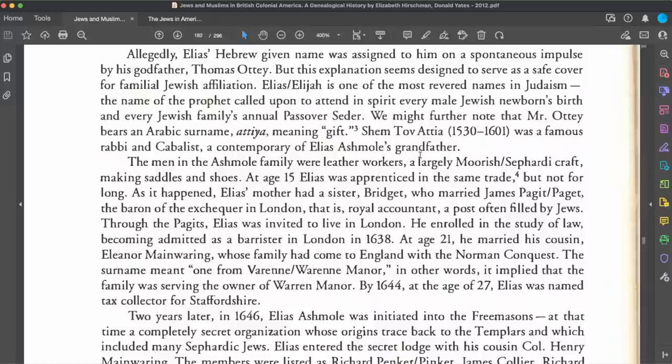At age 21, he married his cousin, Eleanor Mainwaring, whose family had come to England with the Norman conquest. All right, Normans, black folks too. The surname meant one from Varine, Warren Manor. In other words, it implied that the family was serving the owner of Warren Manor. By 1644, at the age of 27, Elias was named tax collector for Staffordshire.